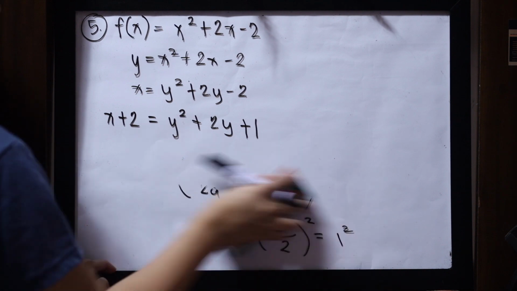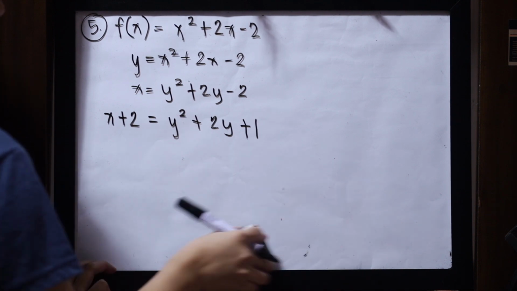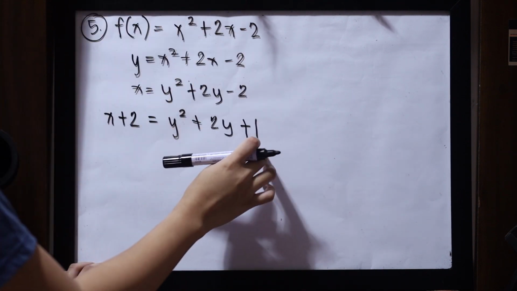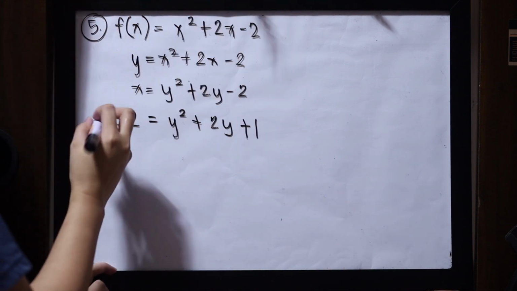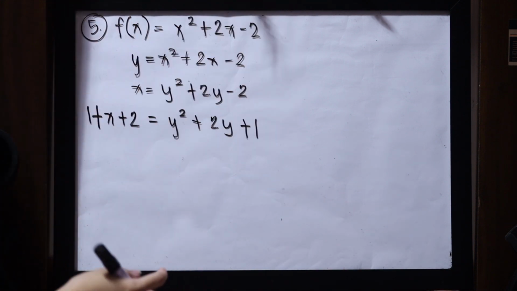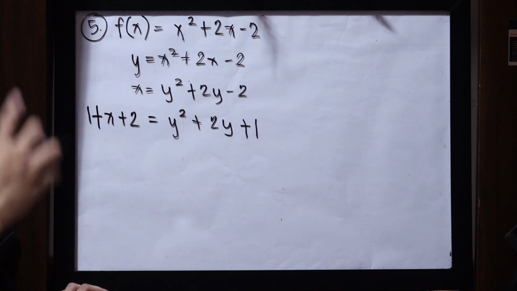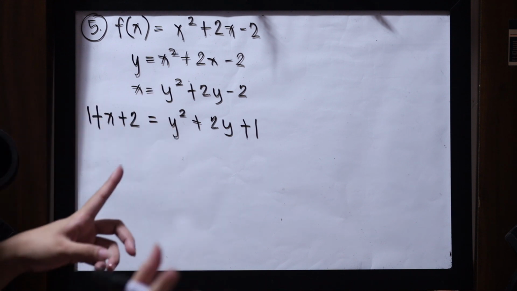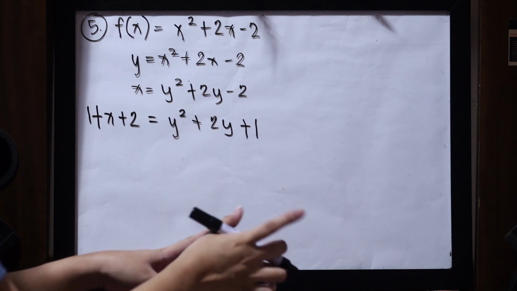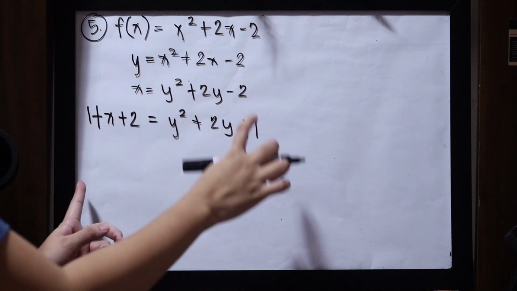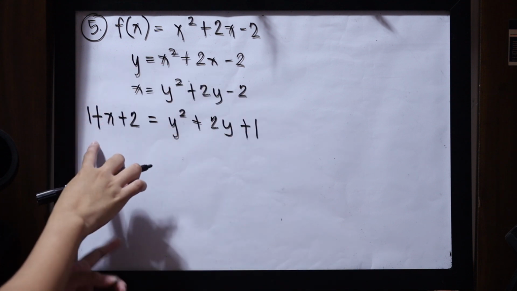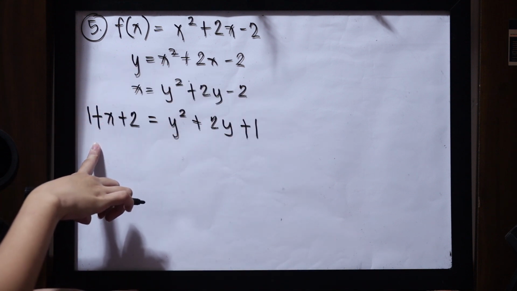Pero, sa completing the square, dahil nag-add tayo ng 1 dito sa isang side ng equation, dapat mag-a-add ka din ng 1 dito sa kabilang side. Ngayon, ma'am, bakit ka mag-a-add ng 1? Kasi nga, 'di ba sabi sa inyo, kung ano yung ginawa sa isang side ng equation, yun din yung gagawin sa kabilang side. Kaya kung nag-add ka ng 1 dito, dapat mag-add ka din ng 1 sa kabila.